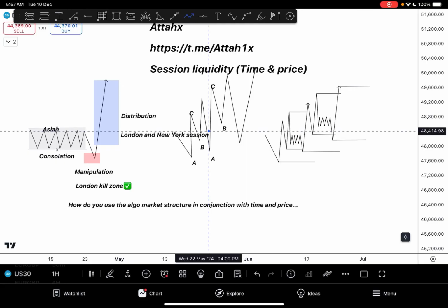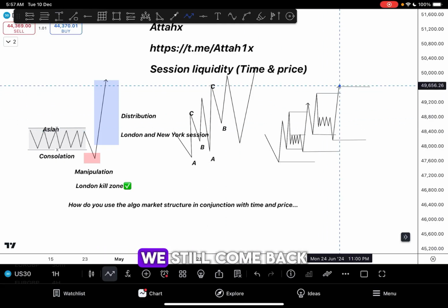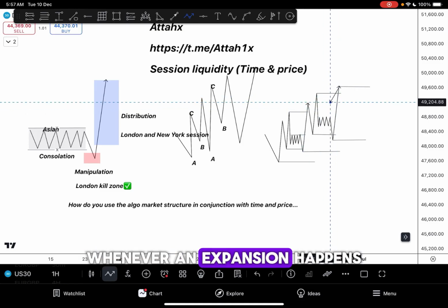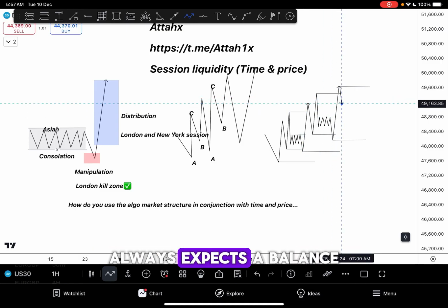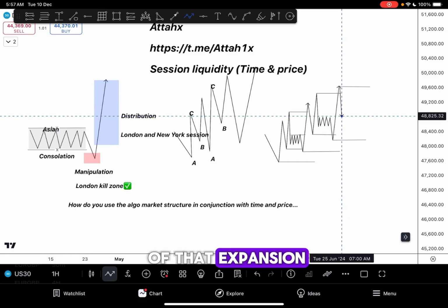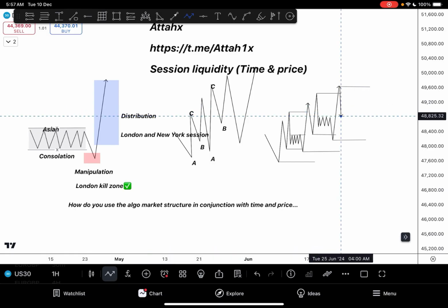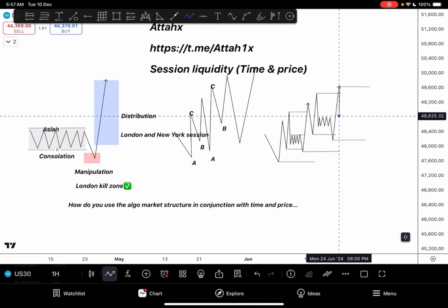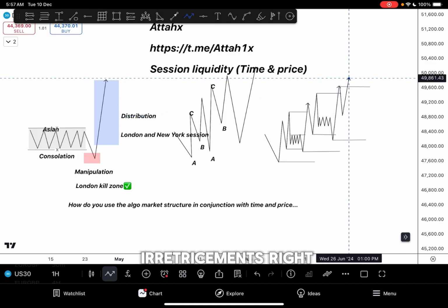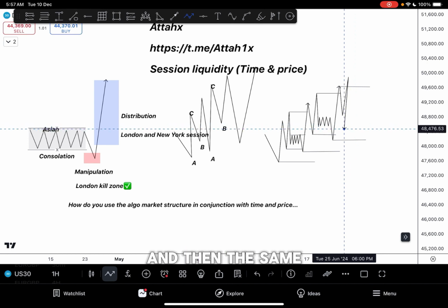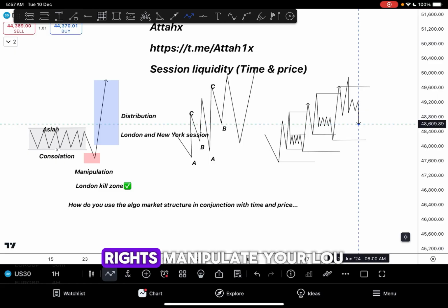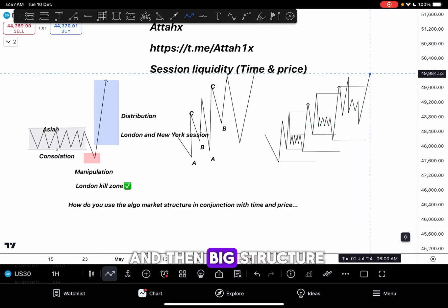So the algo market structure will still come back, because this is an expansion. Whenever an expansion happens, always expect a rebalance of that expansion. And then you expect a retracement, right? And then the same thing over and over again, right? Manipulate your low and then break structure.